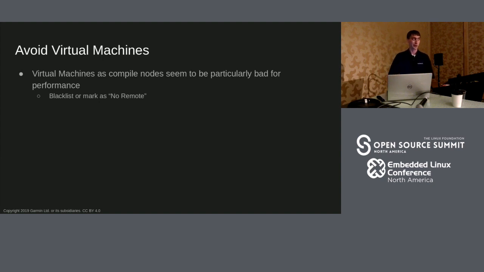You also need to be careful about who's on your cluster. Virtual machines in particular tend to be bad cluster citizens. They're constantly overestimating how good they are at compiling, probably because they can't see the host CPU usage or memory usage. And they often look completely idle, which means the scheduler really likes to pick them. But it turns out they actually compile really slowly. At Garmin, we either blacklist, or if I'm feeling generous that day, mark the virtual machines as no remote, which means they can send out compile jobs but not receive them.